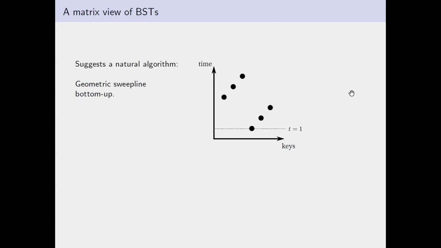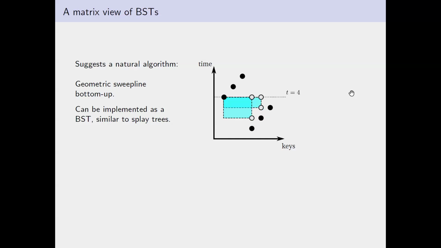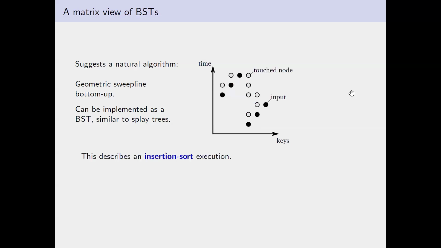Okay, so then we can think of, I mean, this was known before. In this geometric view, we can give a natural algorithm, which is a kind of greedy sweep line. We go bottom to top, and we add just the minimum points necessary to get rid of all the empty rectangles. Okay, I cannot get into all the details of this, but this describes an insertion sort execution.